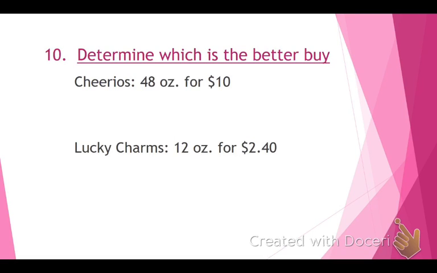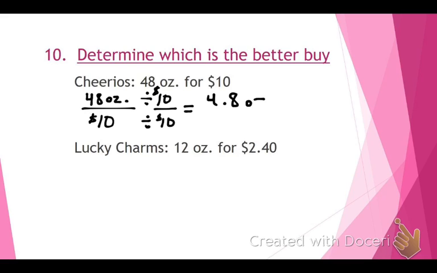This next one, number 10, says determine which one's the better buy. How do I put the Cheerios into a fraction form? 48 ounces over $10. Now I've got to have a unit rate, so I divide by what? Divide by 10 over $10. Plug it into your calculators and tell me what the unit rate would be for my Cheerios. 4.8 ounces per dollar.